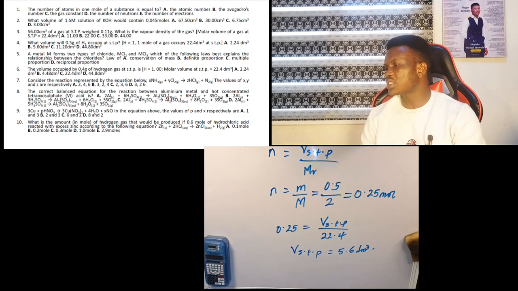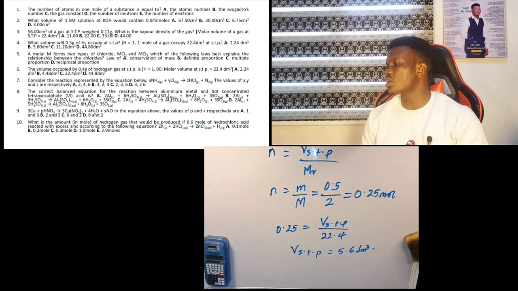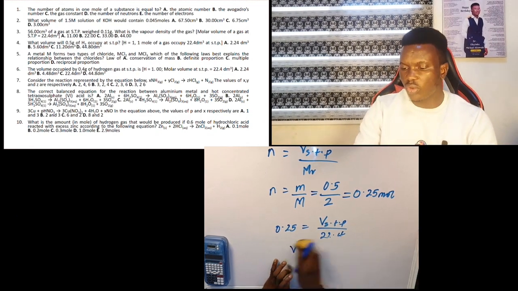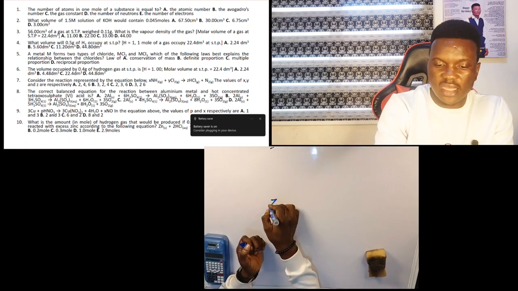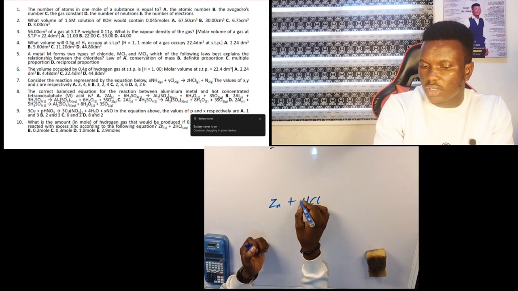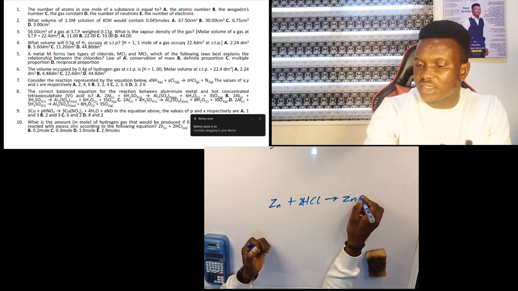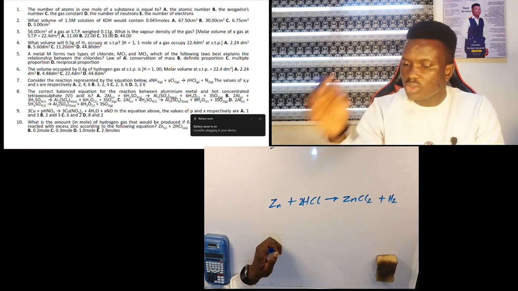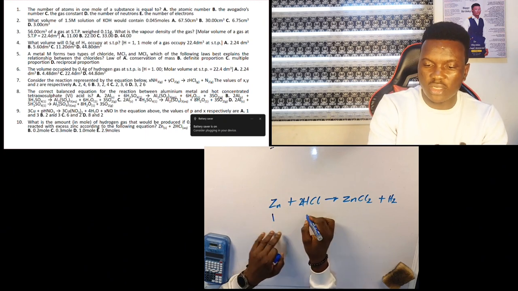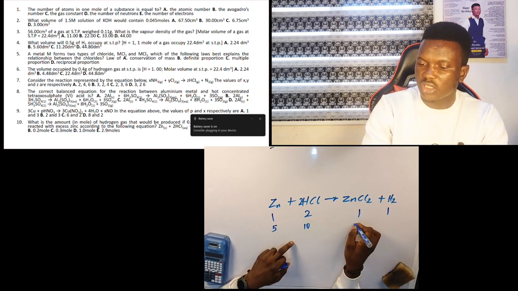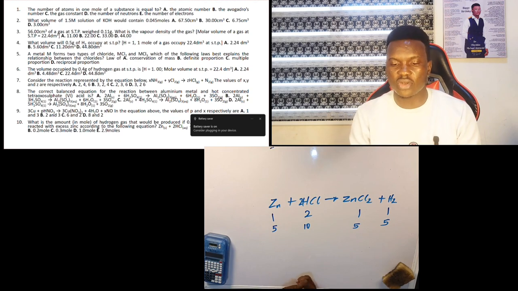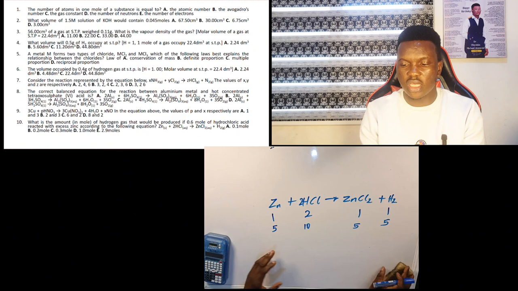So now number 10, what is the amount in mole of hydrogen gas that will be produced if 0.6 mole of HCl reacts with excess zinc according to the following equation? So in this case now, what we want to do is balance the equation. So the equation says that Zn plus 2HCl, I think there's 2 here, to give ZnCl2 plus H2. So if you check now, their ratio is 1 to 2 to 1 to 1, meaning that if this is 5, this will be 10, this will be 5, this will be 5. That's what that is telling us. 1 to 2, 5 to 10, something like that.